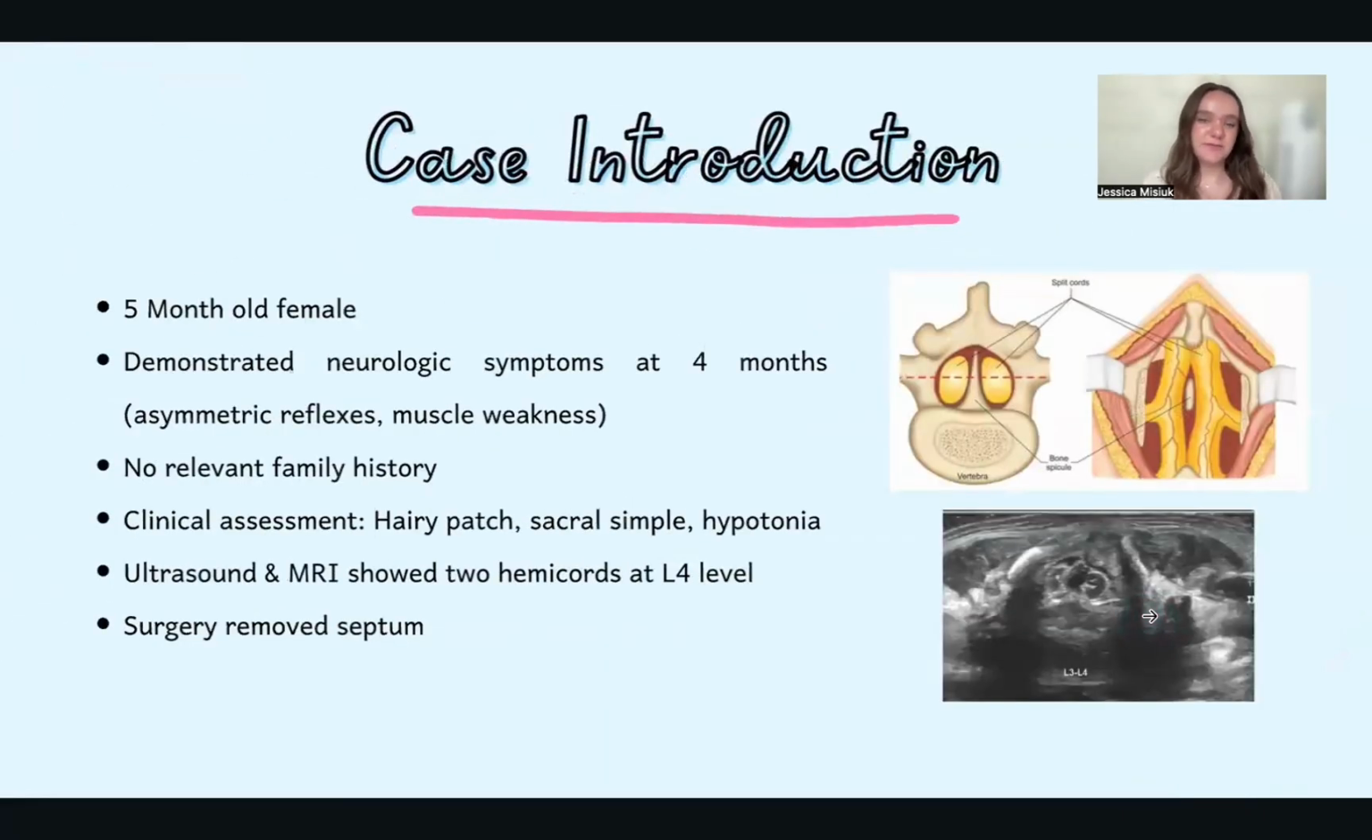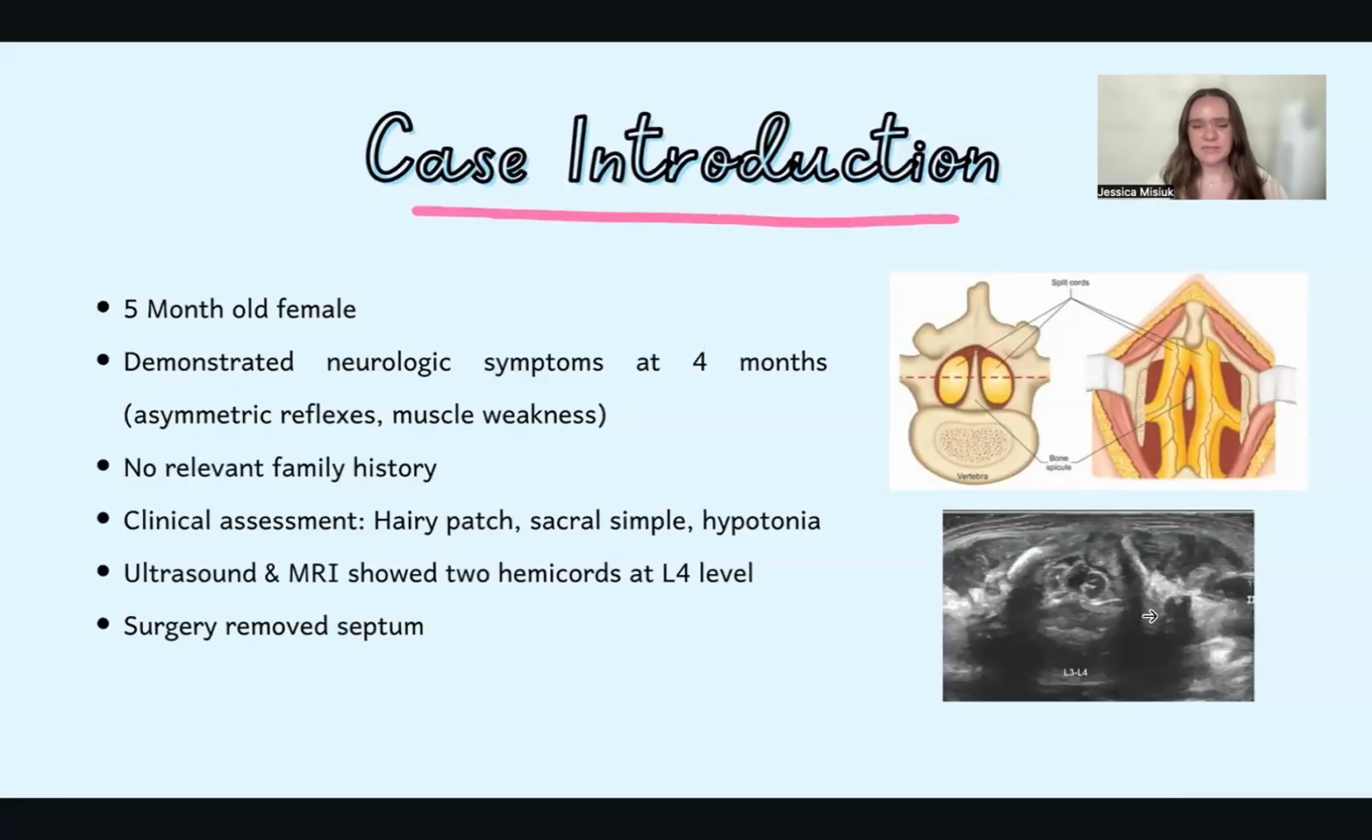So, for this specific case study, it's on a 5-month-old female who presented with neurological symptoms around 4 months old. At birth, everything was normal. It was a smooth birth, no abnormalities visualized, and prenatally, all of the ultrasound scans were normal as well. But around 4 months old, the patient presented with asymmetric reflexes and muscle weakness.